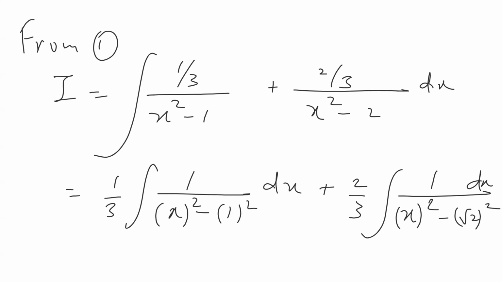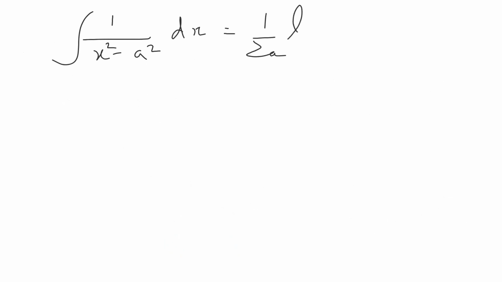Now this formula is 1 upon x square minus a square in both the cases. So for 1 upon x square minus a square, the formula is 1 upon 2a log mod x minus a upon x plus a. So this formula we are going to use.